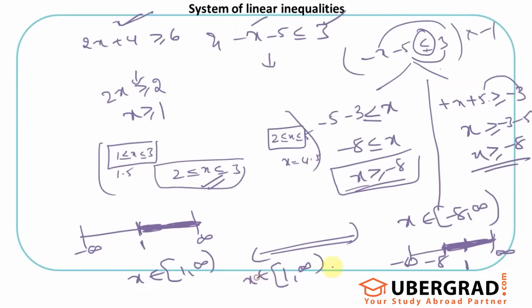If x is between 1 and infinity, that satisfies this inequality and also this inequality. Because for the second inequality, if x is from minus 8 to infinity, everything is fine for it. So 1 to infinity is also part of it. So the answer is 1 to infinity. That's how you solve a system of linear inequalities.